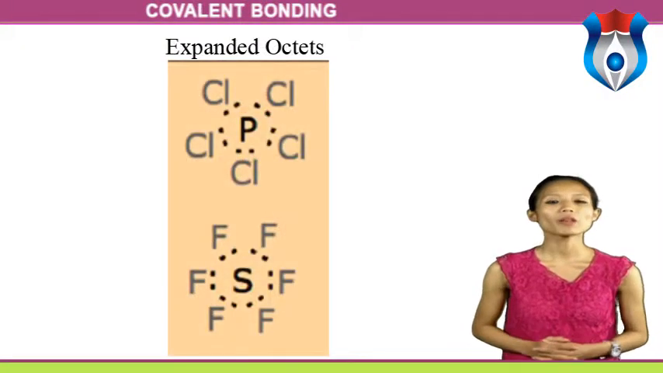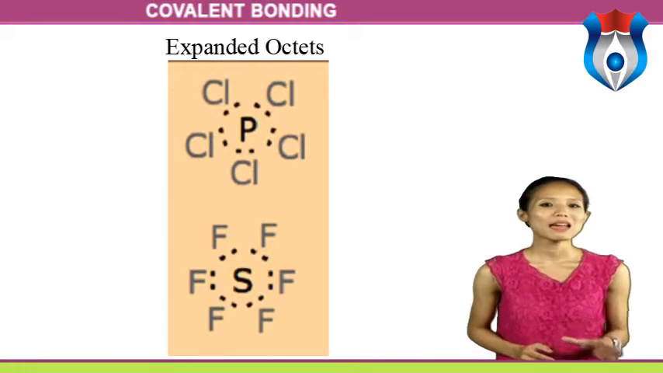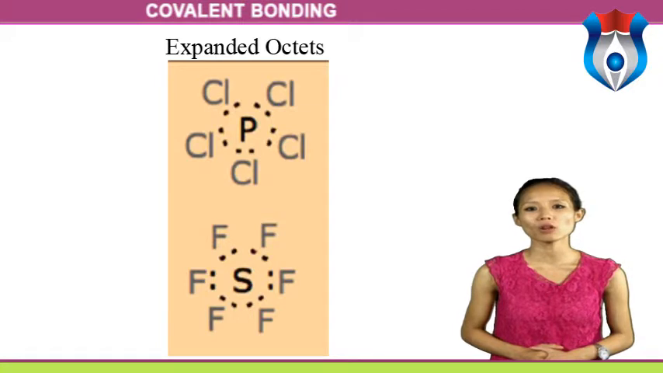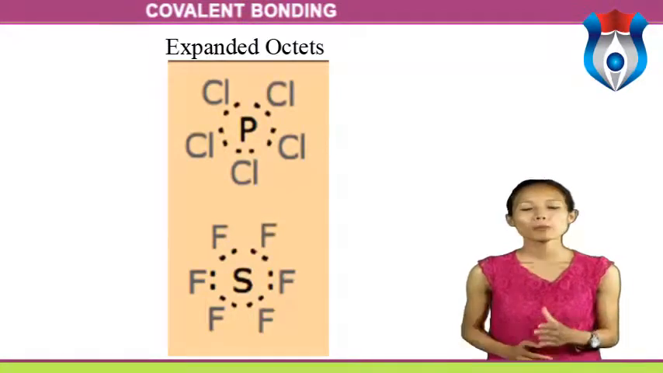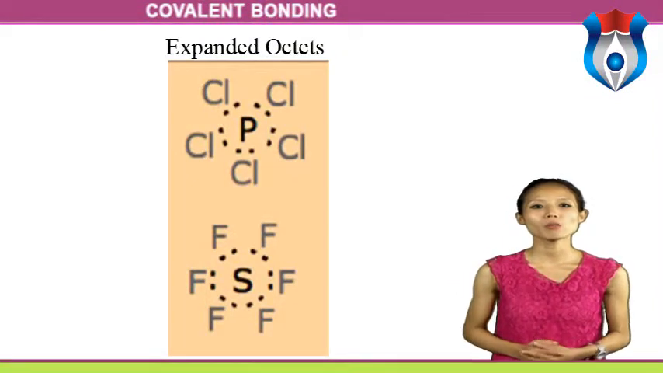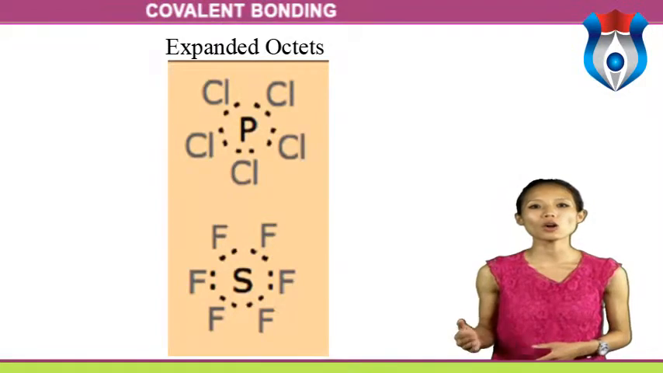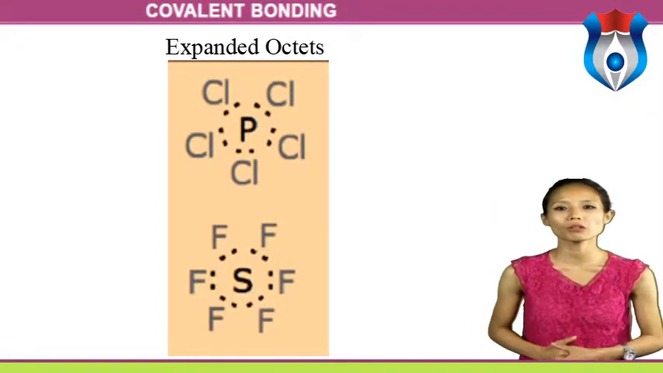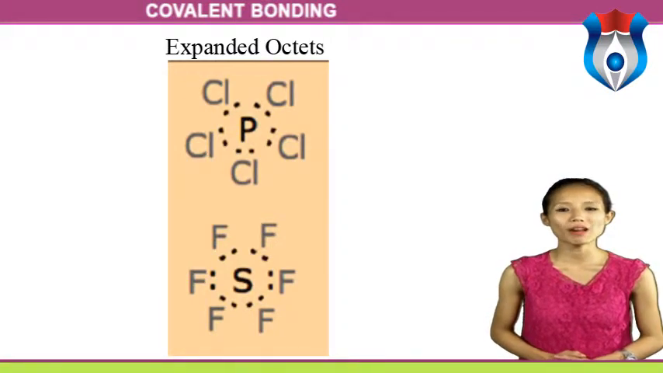Expanded octets. Some of the third period elements Si, P, S and Cl can bond to more than 4 atoms and thus need to involve more than the 4 pairs of electrons available in an s2p6 octet. This is possible because at n equal to 3, an additional set of d orbitals can exist. Although their energies are ordinarily higher than the 4s orbitals, they can participate in the valence shells of these atoms.